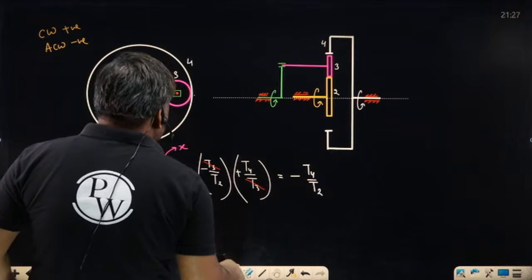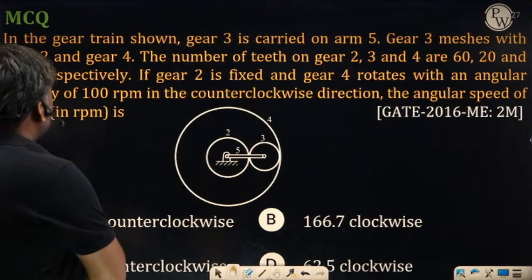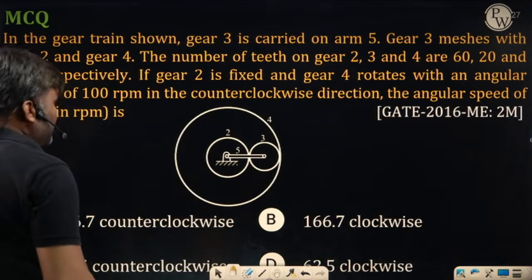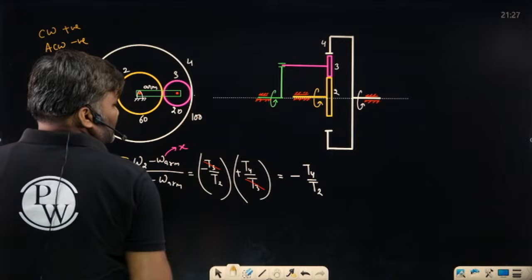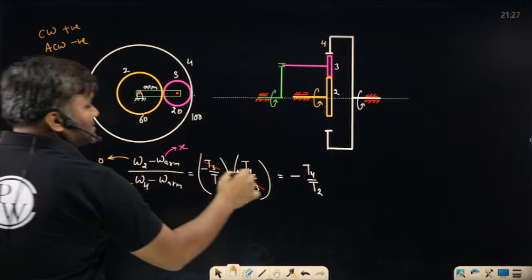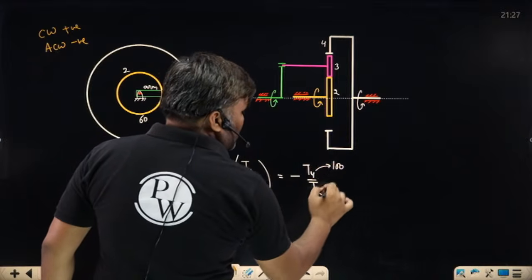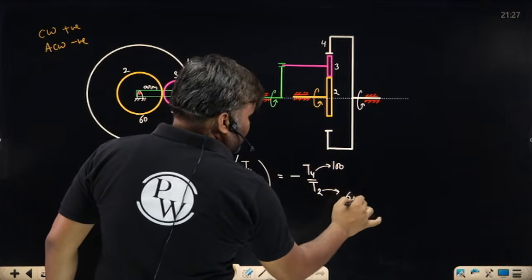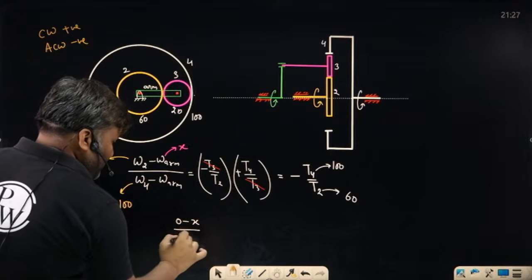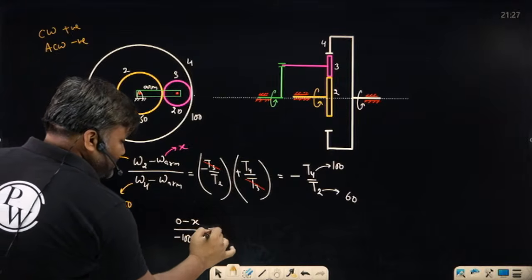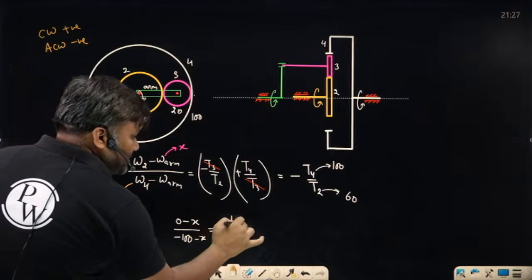Put the teeth, how many they have given: 60, 20 and 100 teeth they have given. This is having 60, this is having 20 and this is having 100 teeth. So T4 by T2: T4 is 100 teeth and T2 is 60 teeth. Put the values, solve it. 0 minus x divided by minus 100 minus x is equal to minus 100 divided by 60.